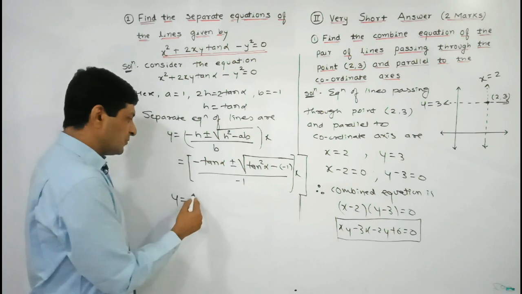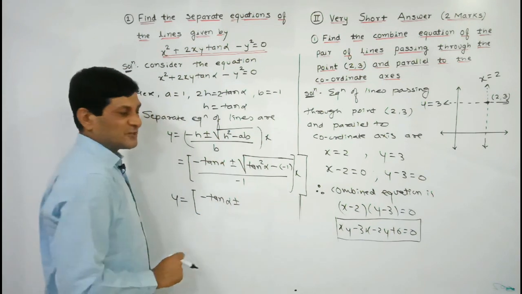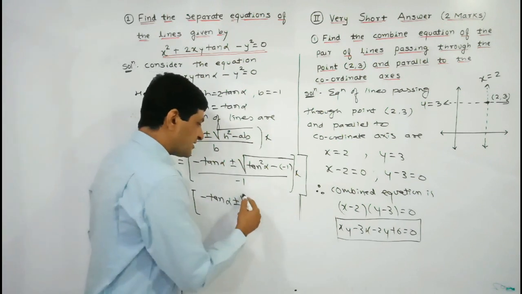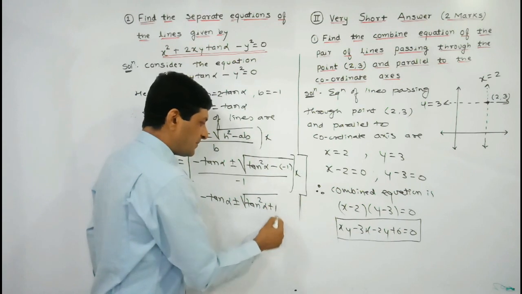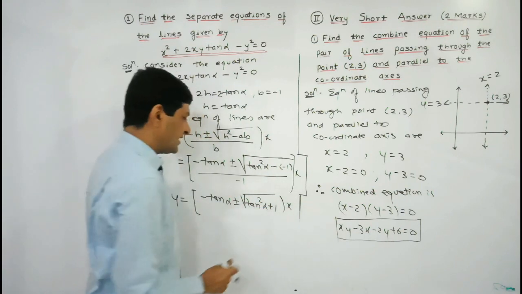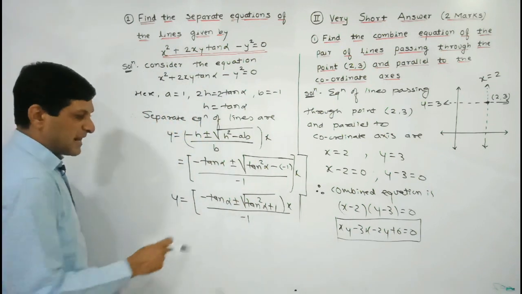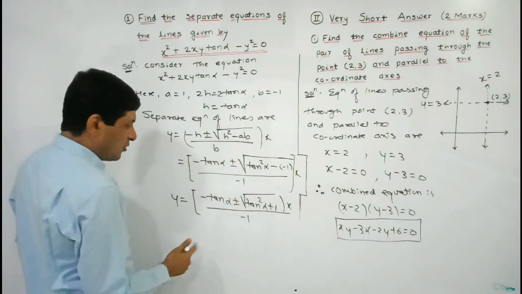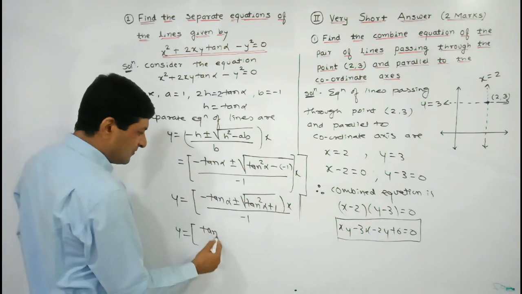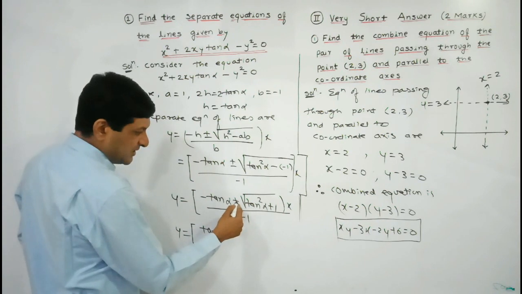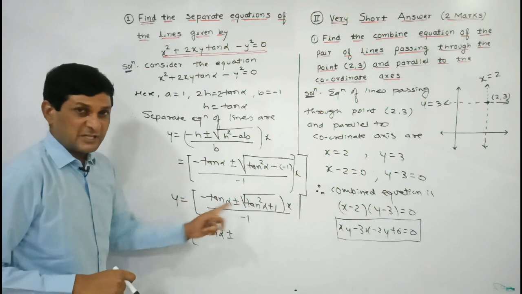So y is equal to minus tan alpha, keep it as it is, plus or minus also as it is. Under root tan square alpha, minus into minus will become plus 1, into x, and in the denominator keep this minus 1 as it is. Now if I am multiplying by minus to numerator and denominator, this minus will become plus tan alpha, plus will become minus and minus will become plus, so lastly we get plus or minus. We are just simply multiplying by minus.